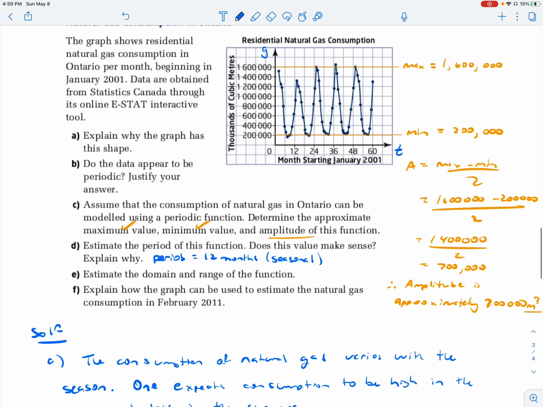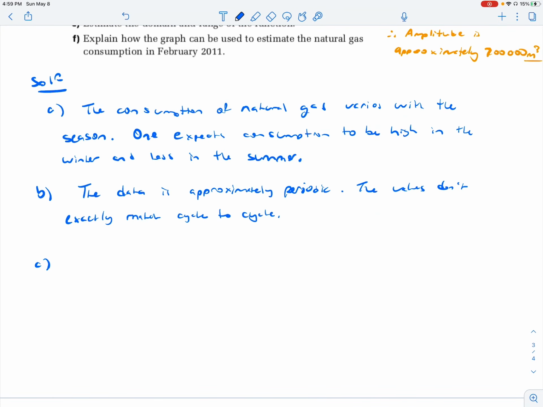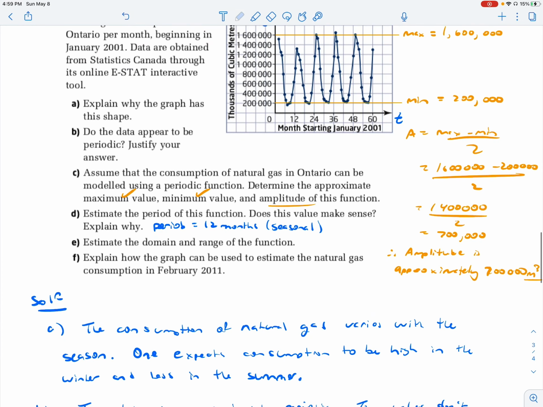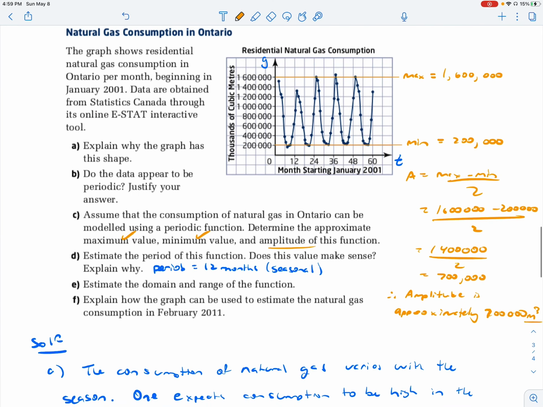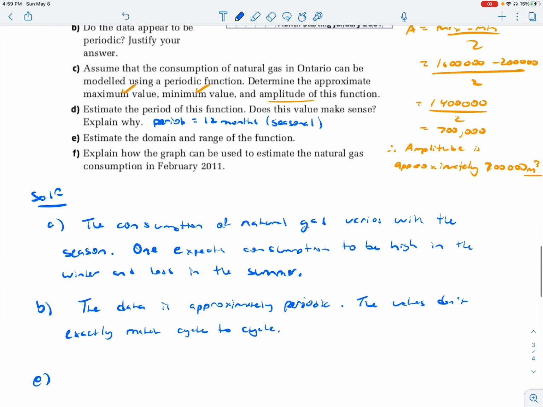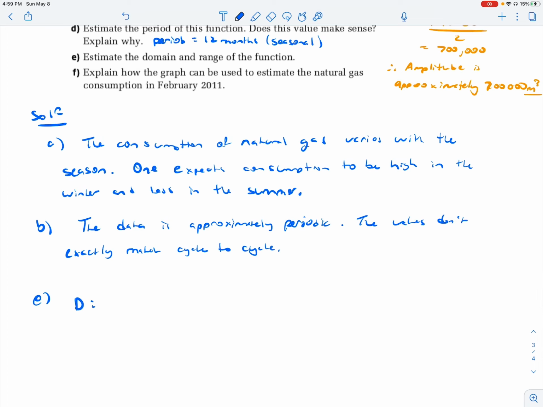So let me change this back to E. Sorry, I kind of did the last few over here. This was C over here on the graph. Okay, so for E, we'll say the domain, we'll say T is an element of R, the real number system. And we're going from month 1, including it, all the way to the last month, 60.